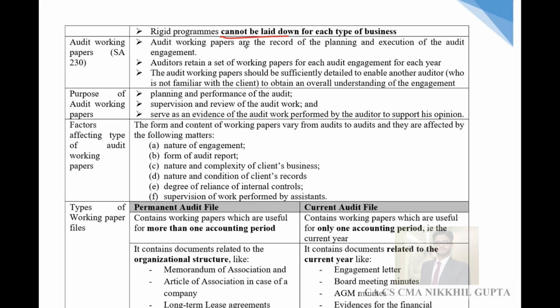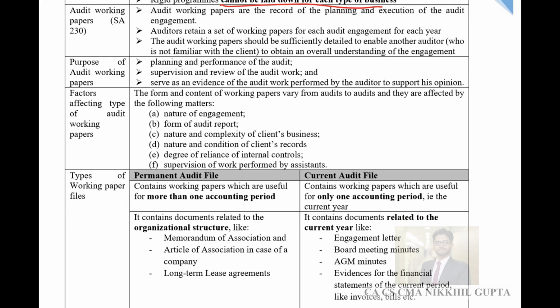Then rigid audit programs cannot be laid out for each type of business. So every business requires a different audit program. That is also one of the shortcomings of audit programs.